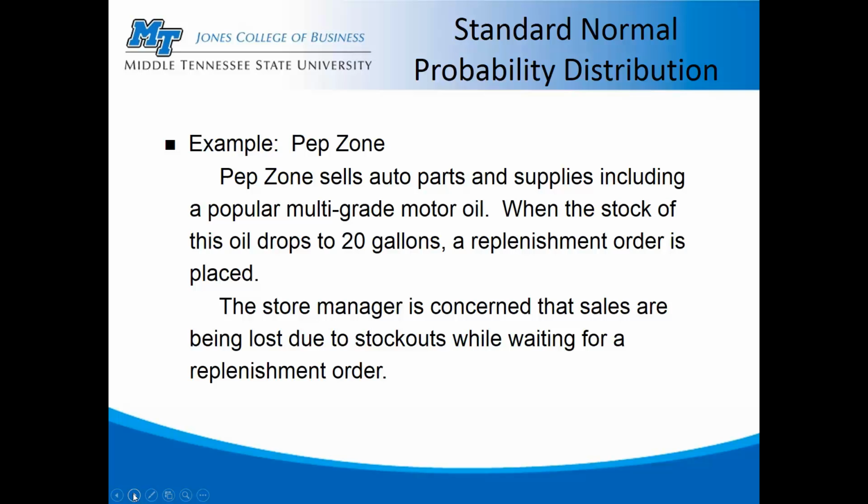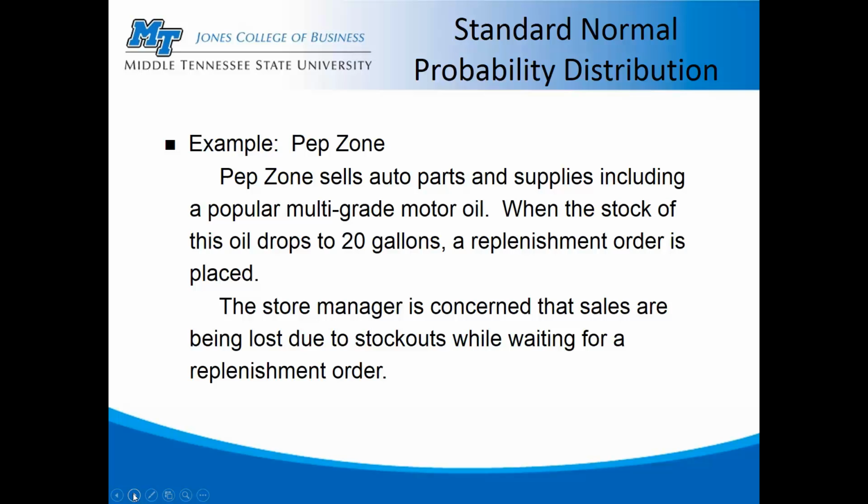When the level of that oil drops down to 20 gallons, they reorder. But during that period, while they're waiting for some more oil to come in, they have demand for oil. And the manager is concerned that that 20 gallons may not be the right amount for the reorder point. They're thinking that there could be some sales that they're going to lose because they don't have enough.